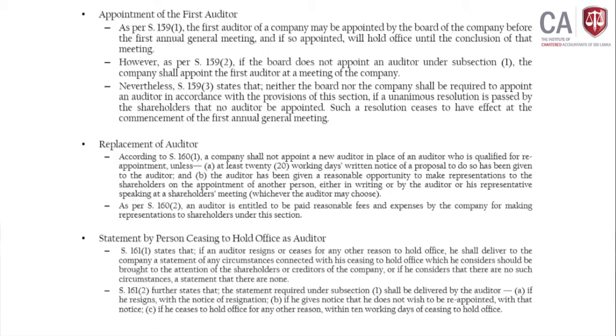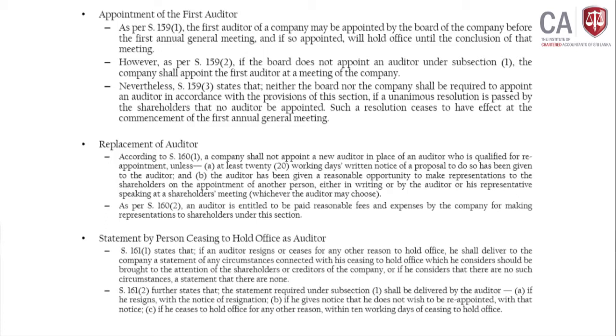Also, the existing auditor should be given reasonable opportunity to make representation to the shareholders on the appointment of another person in place of the existing auditor. He can do so either in writing or by the auditor or his representative speaking at a shareholders meeting. Whichever the auditor may choose, he has to be given reasonable opportunity to make such representation. As per section 162, an auditor is entitled to be paid reasonable fees and expenses by the company for making representations to shareholders under this section.